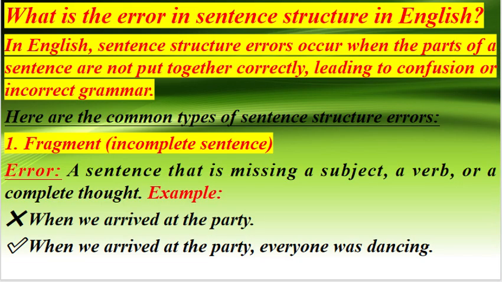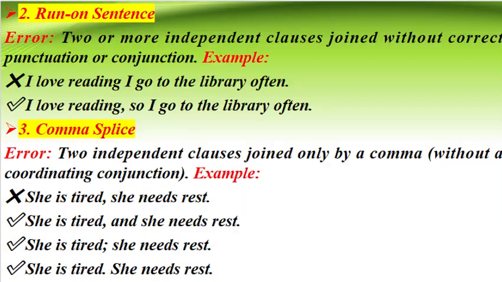What is the error in sentence structure in English? In English, sentence structure errors occur when the parts of a sentence are not put together correctly, leading to confusion or incorrect grammar. Here are the common types of sentence structure errors. 1. Fragment, an incomplete sentence error: a sentence that is missing a subject, a verb, or a complete thought. Example: "When we arrived at the party." It is wrong. "When we arrived at the party, everyone was dancing." It is right.